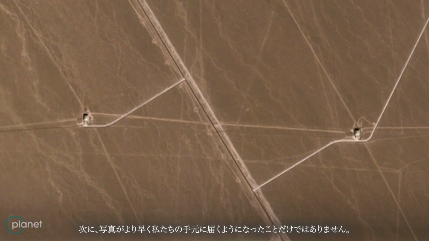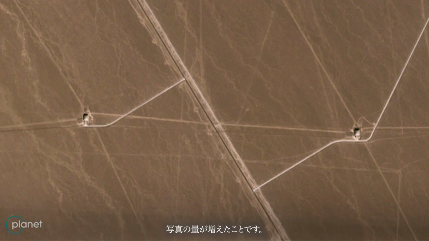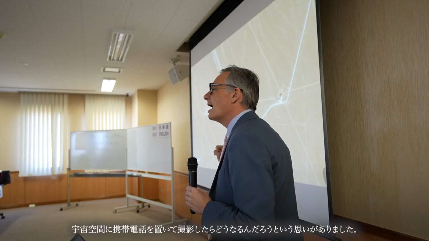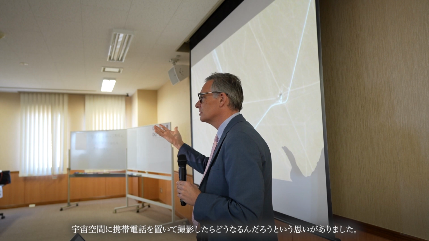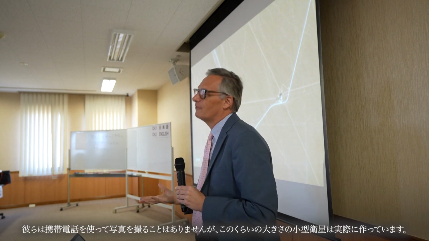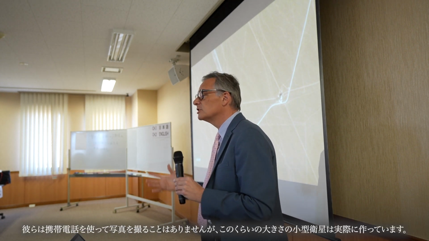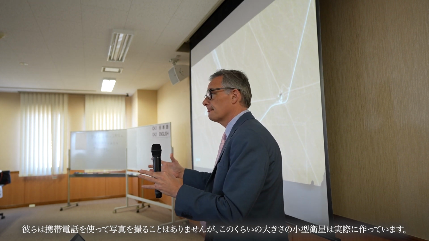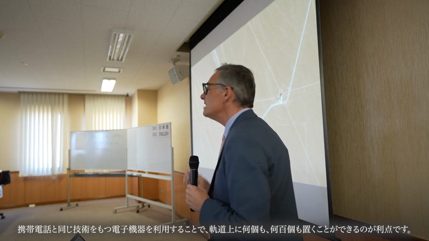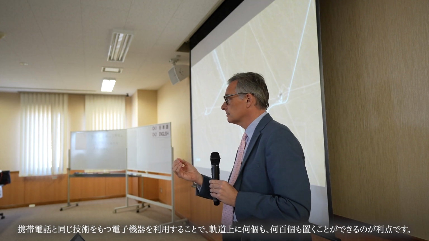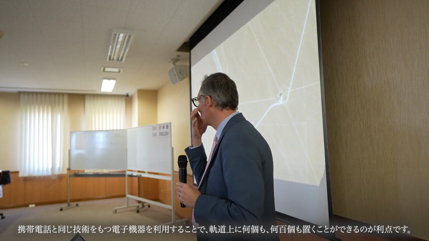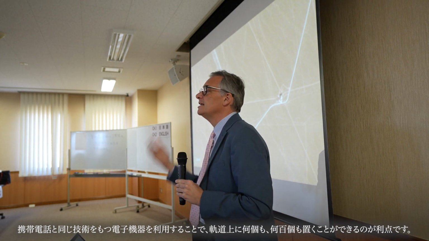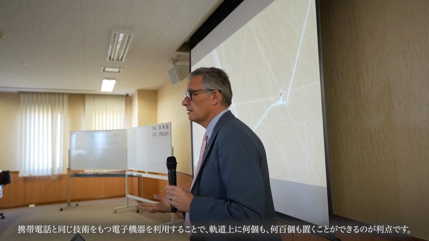The second change is, it's not just that our pictures get to us more quickly. It's that we have so many more pictures. Had a thought. What would happen if you put a cell phone in space to take pictures? Now, they don't use cell phones to take pictures, but they do build small satellites that are about this big. And the advantage of building small satellites, which take advantage of all the same electronics that your phone does, is that they can put many of them in orbit, hundreds of them.